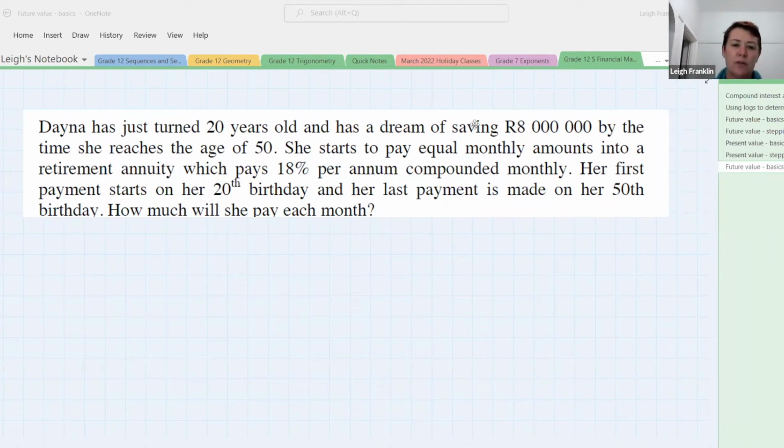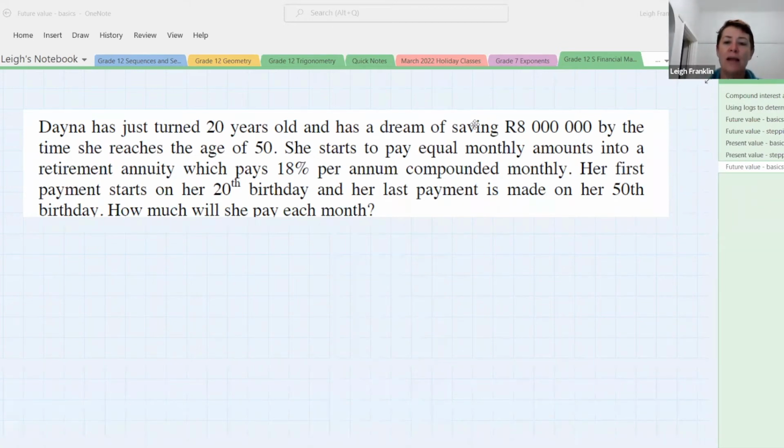So let's have a look at the situation over here. They tell us that Dana has just turned 20 and has a dream of saving 8 million Rand by the time she reaches the age of 50. She starts to pay equal monthly amounts into a retirement annuity, which pays 18% per annum compounded monthly. Her first payment starts on her 20th birthday, and her last payment is made on her 50th birthday. How much will she pay each month?